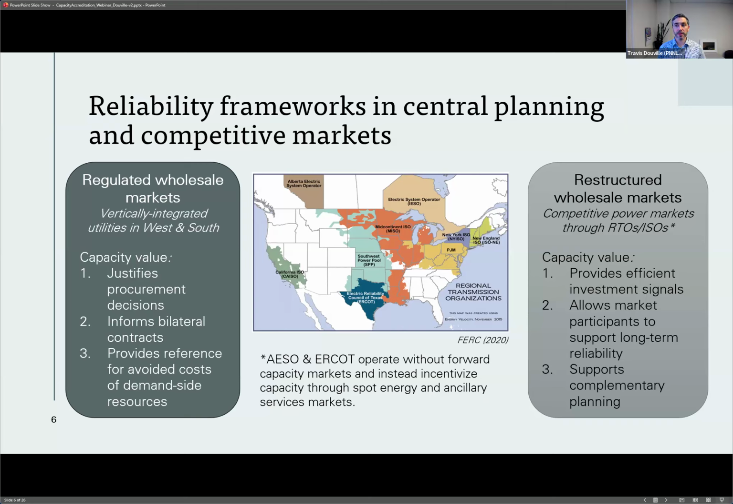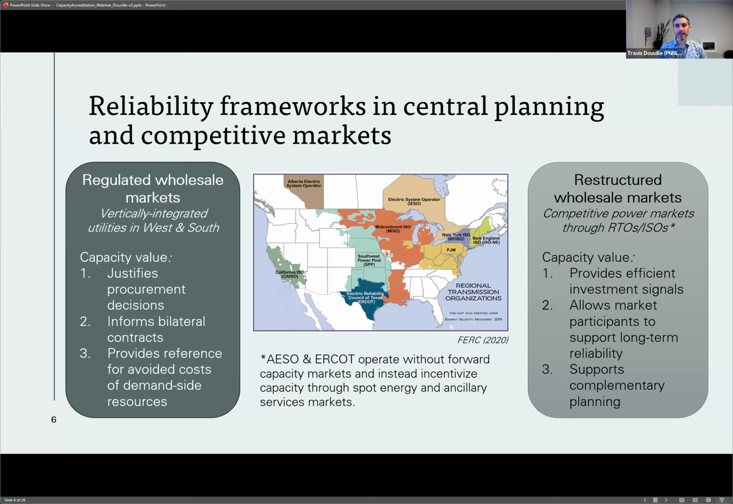Since state efforts to restructure the power system in the 1990s, we've had 2 types of wholesale electricity markets. On the left here, you'll see regulated wholesale markets, and that's sort of how everything was before the restructuring. So regulated wholesale markets, which are run by vertically integrated utilities, today that's primarily found in the West, in the white states that are shown out west, and then the white states that are shown in the image here to the south, and particularly in the southeast. And then secondly, to the right hand side of this slide, restructured wholesale markets. And this was the change, which run competitive markets through regional transmission organizations or independent system operators.